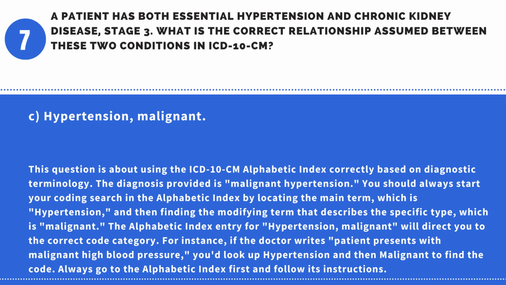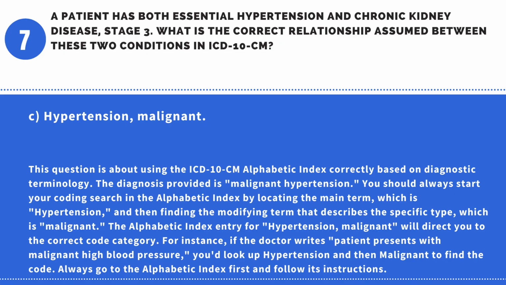Answer, C. Hypertension, malignant. This question is about using the ICD-10-CM alphabetic index correctly based on diagnostic terminology. The diagnosis provided is malignant hypertension. You should always start your coding search in the alphabetic index by locating the main term, which is hypertension, and then finding the modifying term that describes the specific type, which is malignant. The alphabetic index entry for hypertension, malignant will direct you to the correct code category.